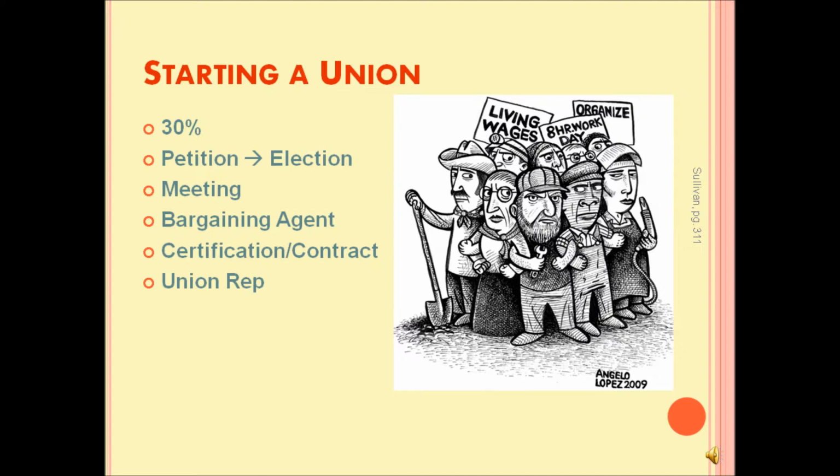The NLRB then meets with the forming union and the employer. The NLRB determines who is eligible to participate, establishes that those who signed interest are in fact employees, and sets a date for the union election. Next, the process to select a bargaining agent begins.